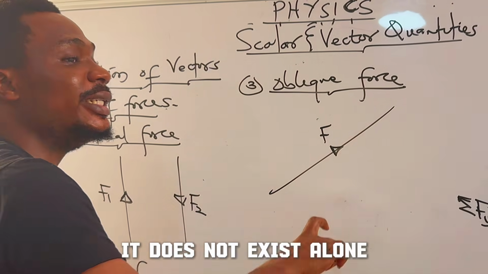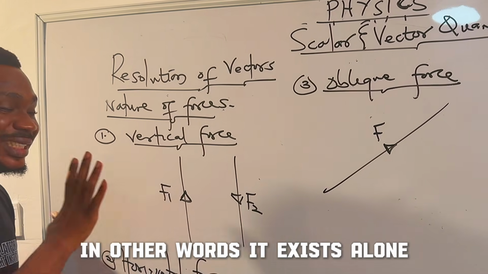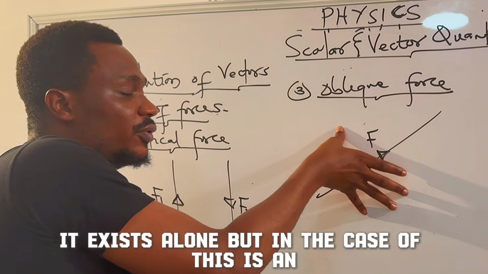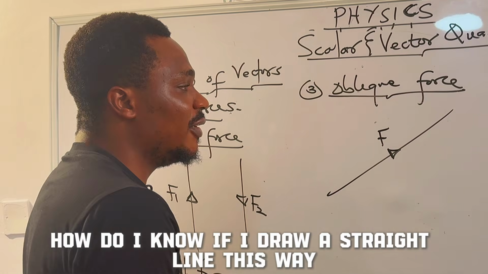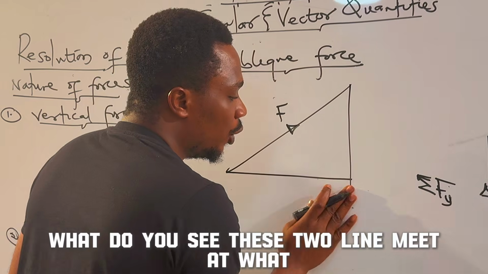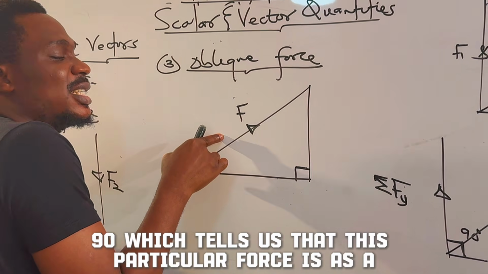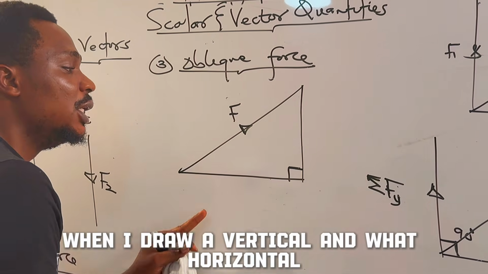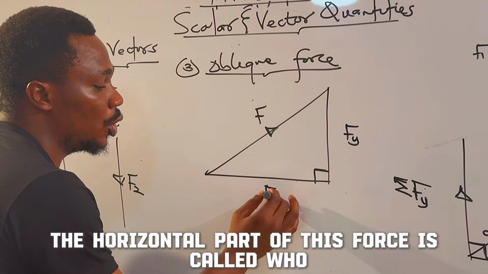How do I know? This force, as you are seeing it, does not exist alone. The vertical force is an independent force. In other words, it exists alone. The horizontal force is also an independent force. It exists alone. But this oblique force is a dependent force. It does not exist alone. How do I know? If I draw a straight line this way, down, and I draw another straight line this way, what do you see? These two lines meet at what? 90 degrees. Which tells us that this particular force is complete when I draw a vertical and what? Horizontal. The vertical part of this force is called Fy. The horizontal part of this force is called Fx.